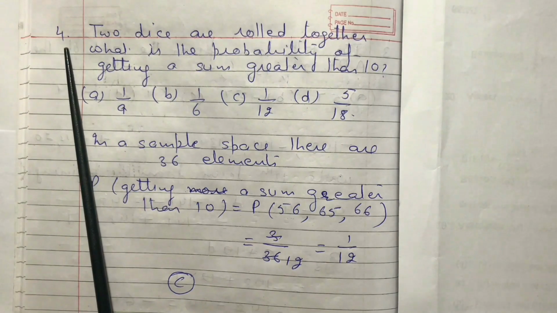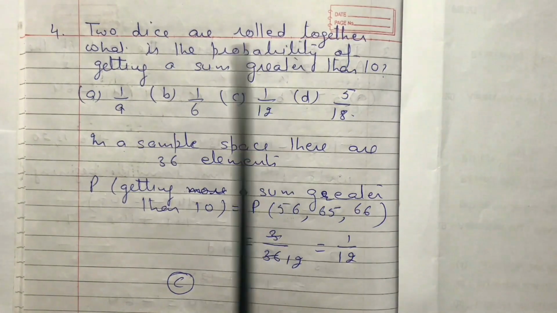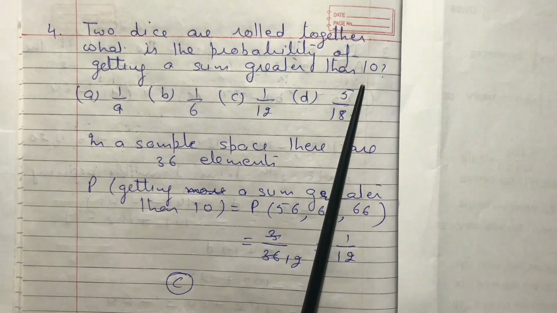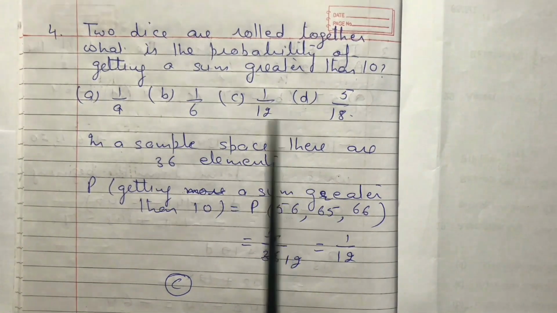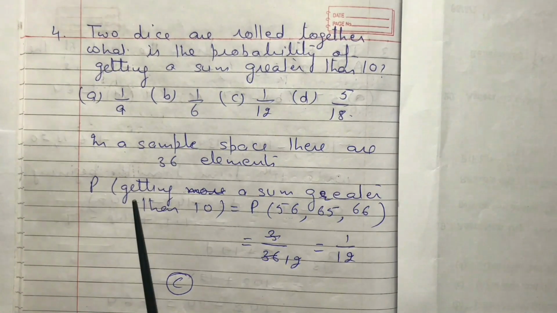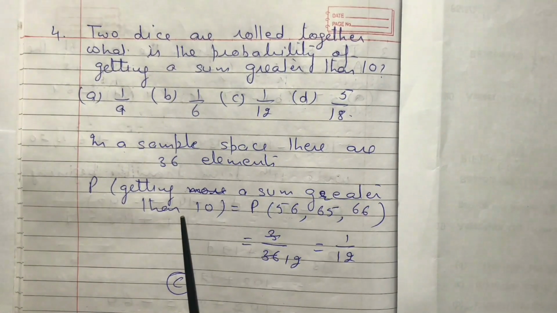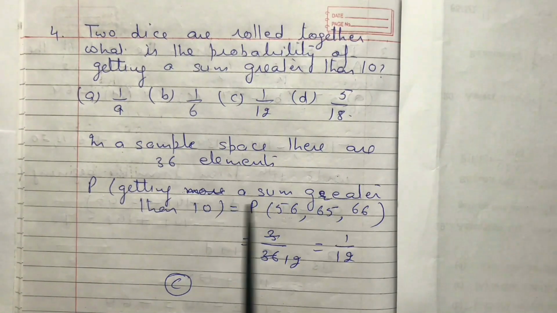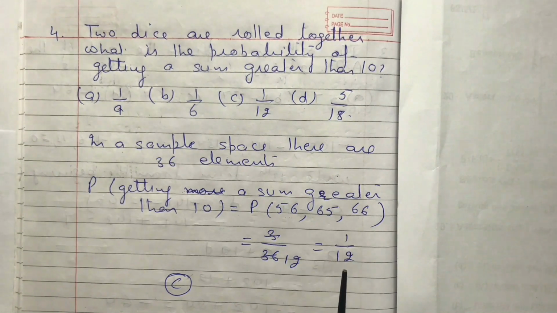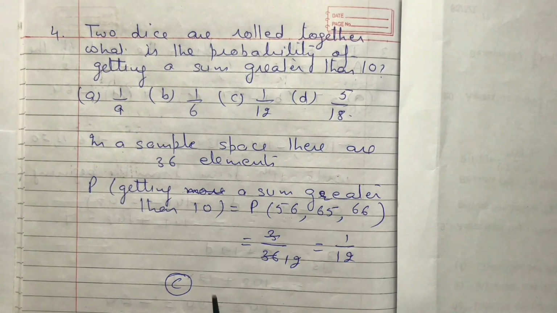Now its fourth question is, 2 dice are rolled together. What is the probability of getting sum greater than 10? Again there are 4 options. Now in a sample space there are 36 elements. So getting a sum greater than 10, the probability is 3 upon 36, that is 1 by 12. So C is the option.